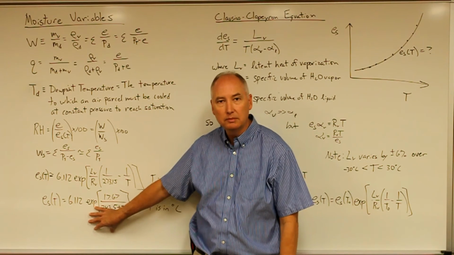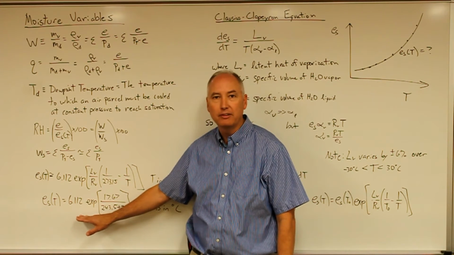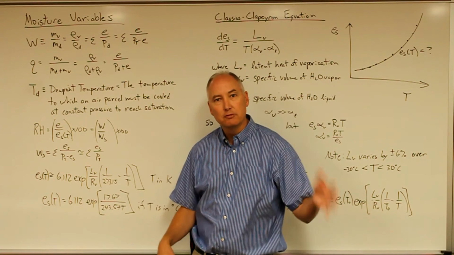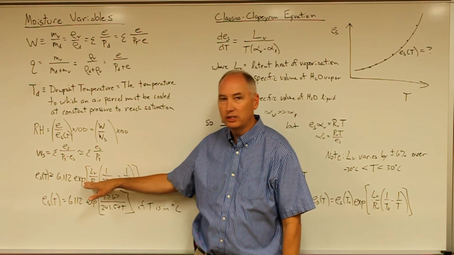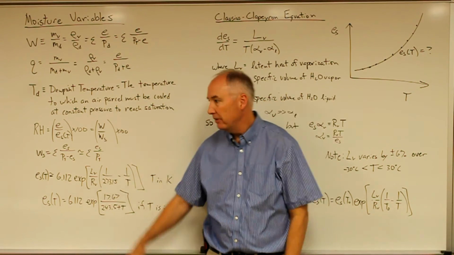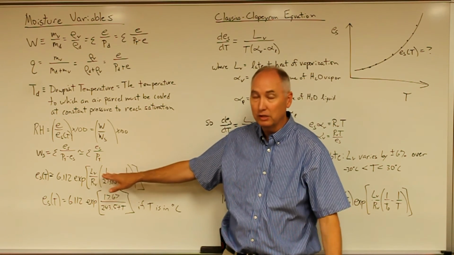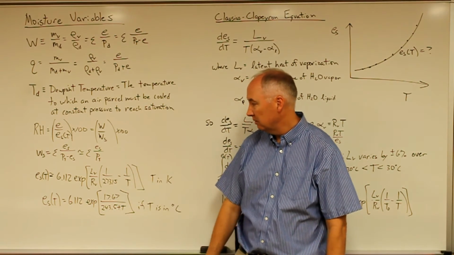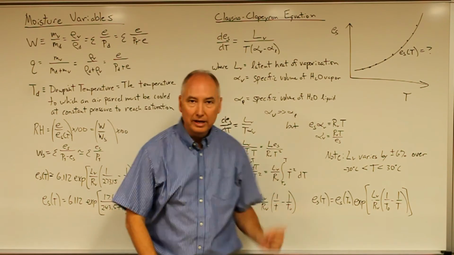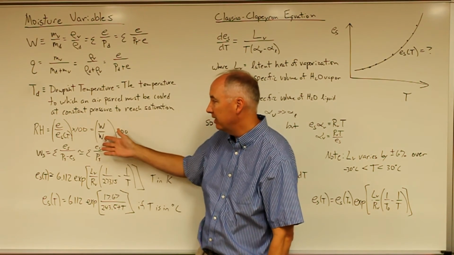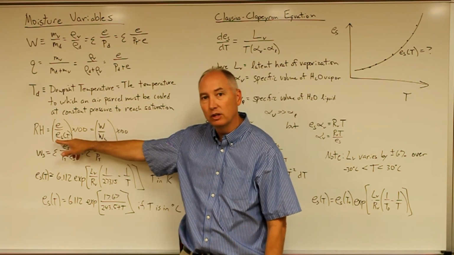So why use this equation over this one? This empirical fit is accurate within 0.5% throughout the temperature range of -40 to +40 degrees Celsius. And this equation, which comes from the Clausius-Clapeyron equation, is only good within about plus or minus 5% over that same range. So we have moisture variables, and we now have a way to actually calculate the relative humidity because we have a way to figure out what the saturation vapor pressure is as a function of temperature.